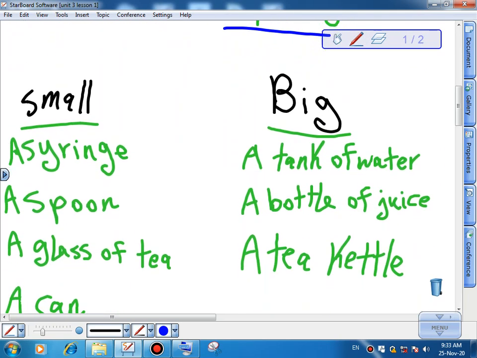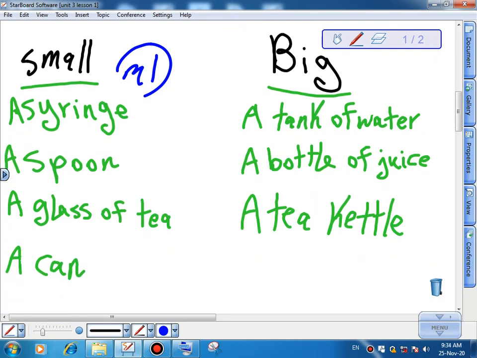If I have a syringe of medicine, we will use the small unit, milliliter. If I need to take a spoon of liquid medicine after having my breakfast or my dinner, we will use milliliters. If I need a glass of tea or a glass of coffee, we will use milliliters, the small unit. If I have a can of Pepsi or Coca-Cola, we will use milliliters.